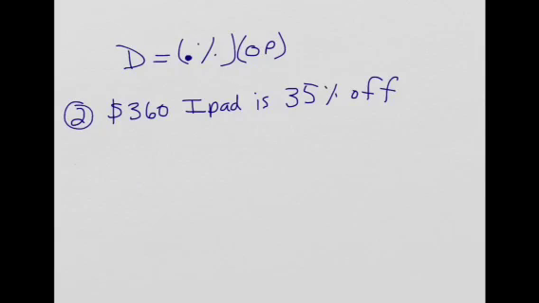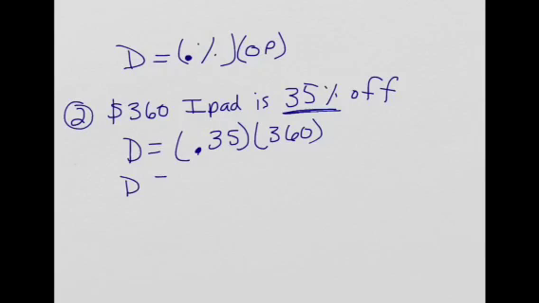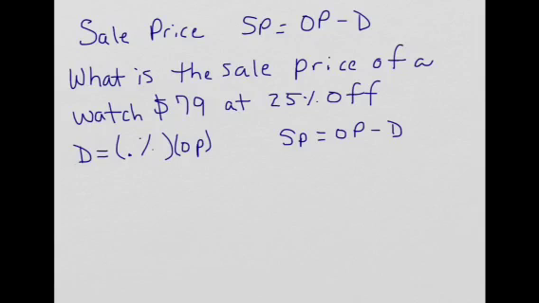All right, so now we're going to find 35% off of a $360 iPad. So our discount, here is our percent. So we're going to put that into a decimal, big, huge, obnoxious decimal. 0.35 times 360. And so our discount on the iPad is going to be $126.